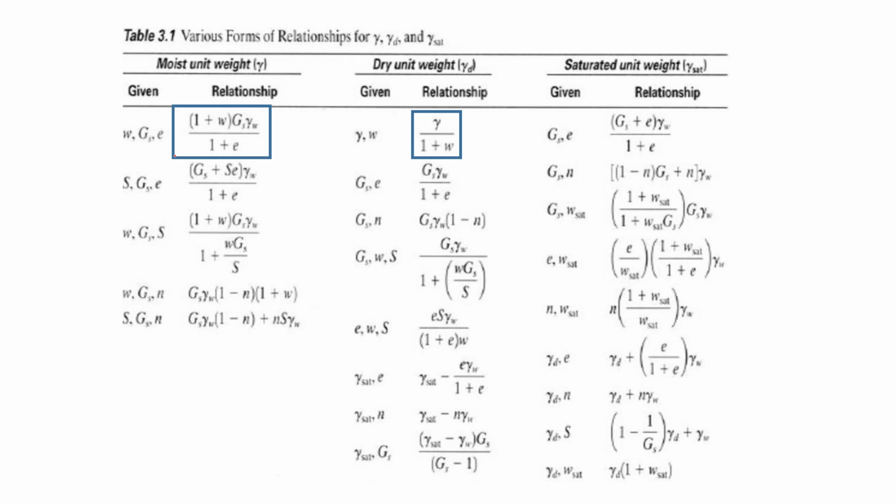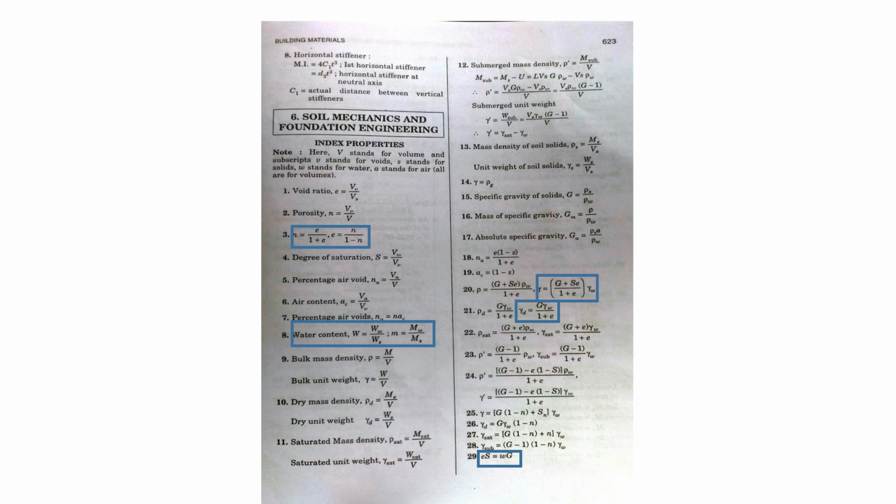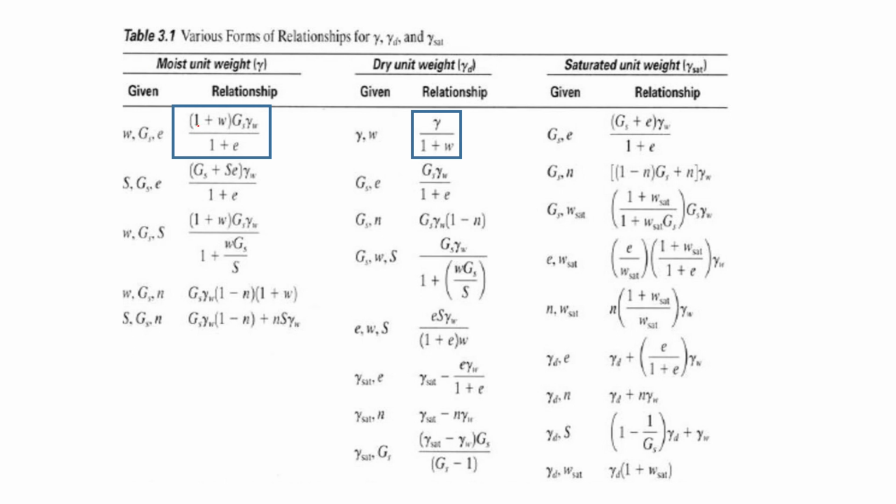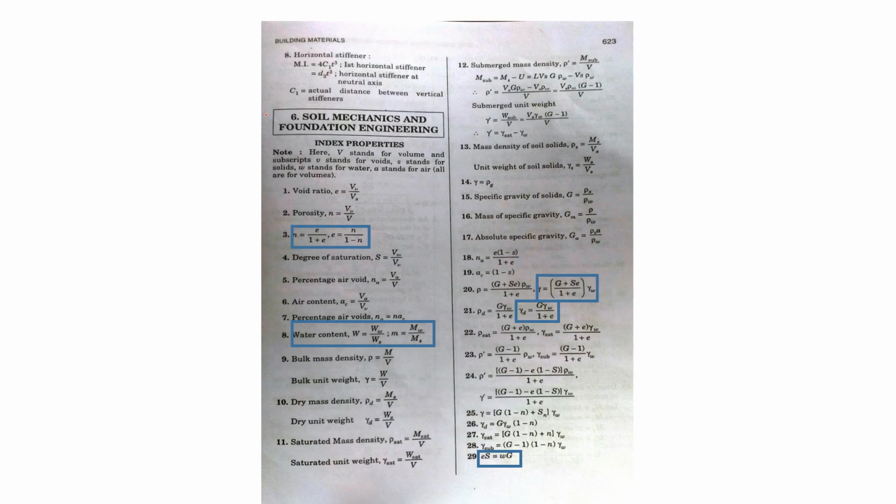Okay. Why I have put this is, you can see that here the formula is gamma (G plus S e) by (1 plus e). The same bulk unit weight, here they have given as G gamma w into (1 plus w) by (1 plus e), in a different format. Okay, that's just because of this S e. You can see you have S e, and if you substitute w G here, G plus w G by (1 plus e) into gamma w, this is gamma bulk.